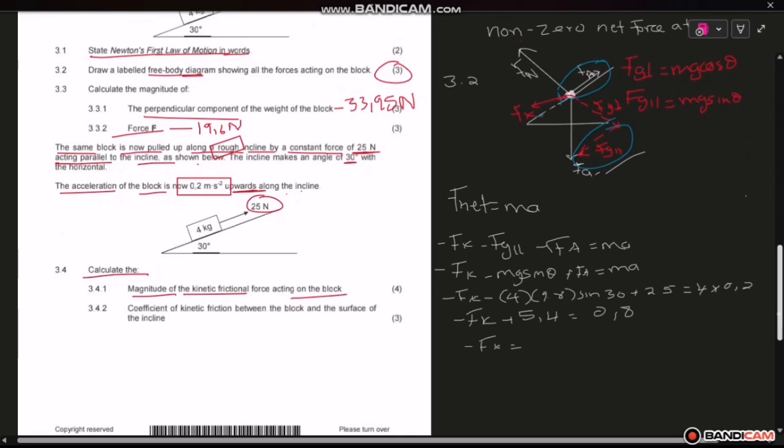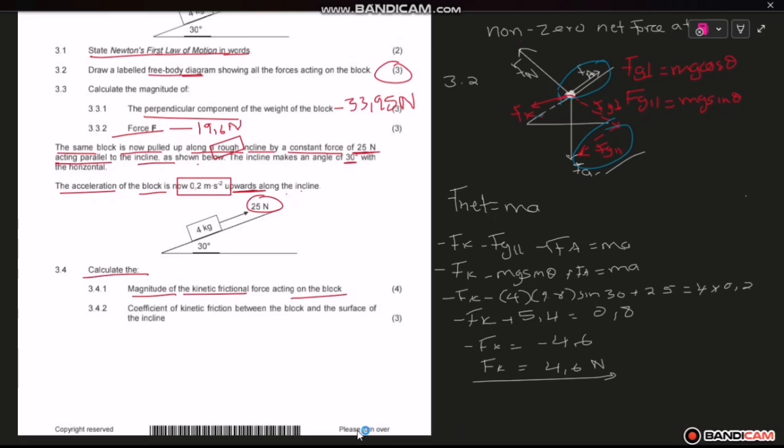It's going to be negative 4.6. Therefore, you divide both sides by negative 1, then it's going to be 4.6 Newton. So this is the value of the magnitude of the kinetic frictional force acting on the block. I hope it makes sense. I hope you understood question 3.41.